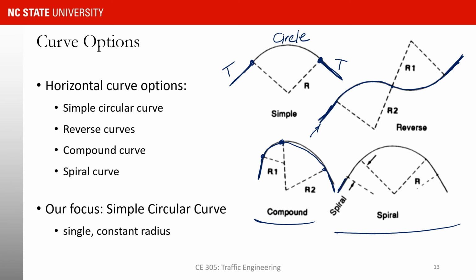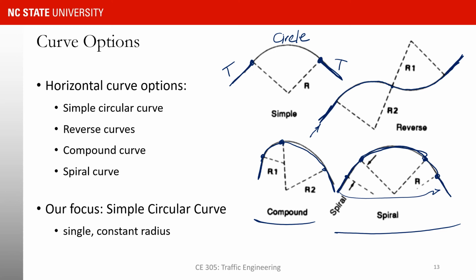So you have the tangent here, you have a circle here, and you have your tangent here, right? And on your way to go from this tangent to this one, you go through a spiral, then through a circle, and then through another spiral. And these spirals are parabolas that connect the tangent to the circle.